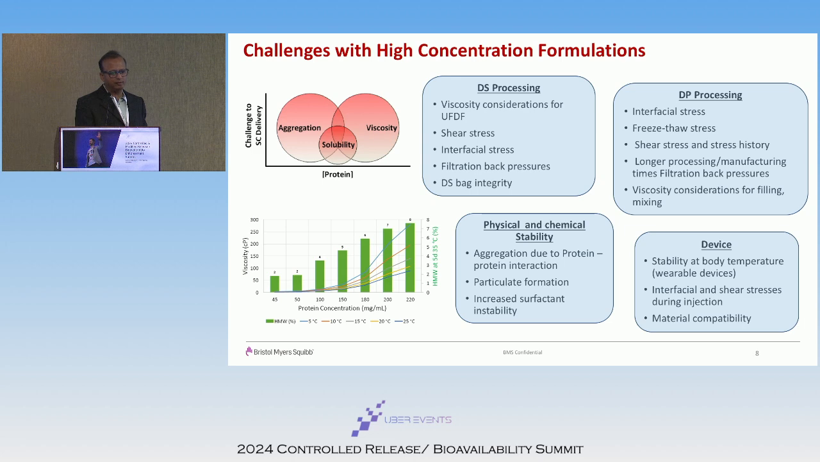So the challenges: solubility, the viscosity, and aggregation. You see in the graph it increases geometrically, until 100 or 150 milligram per ml in the bottom graph. So this is the protein concentration versus viscosity. As the concentration increases, the viscosity also increases. And this has different implications in the process and also from the product standpoint.